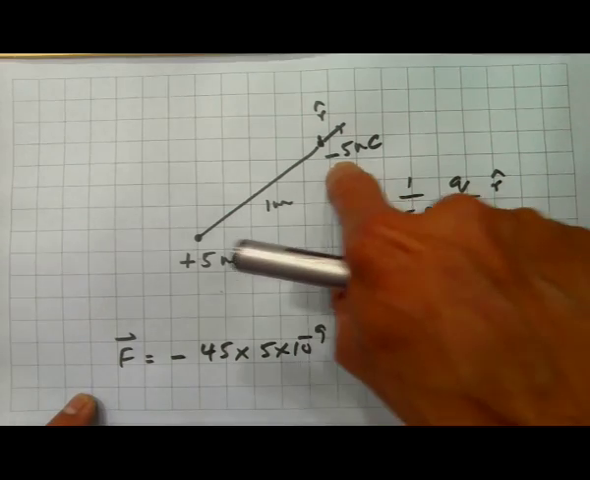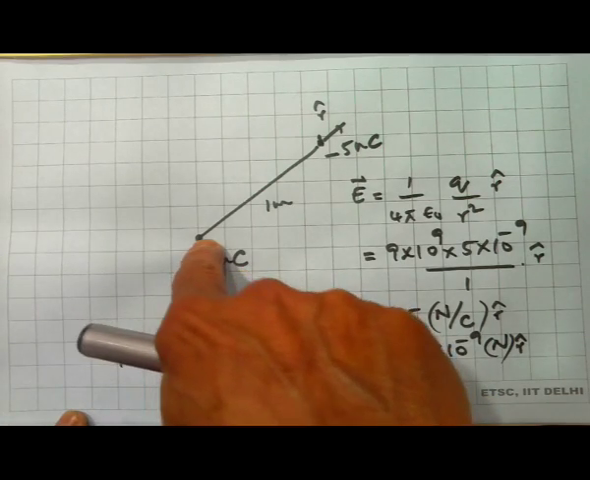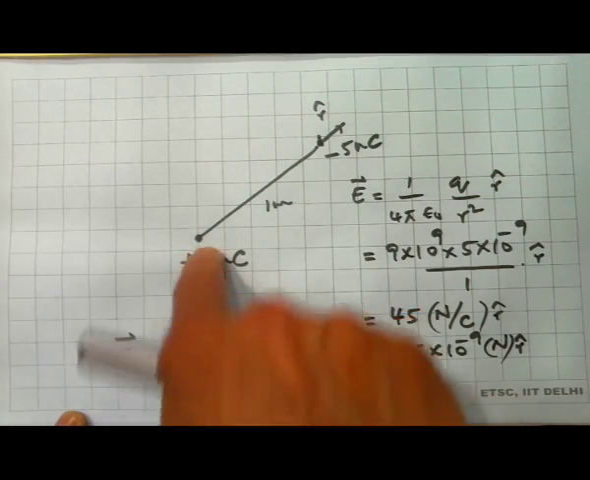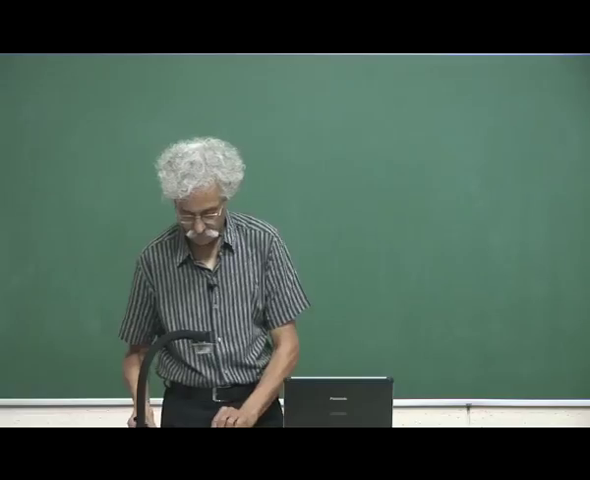Calculate the electric field produced by minus 5 nanocoulombs in free space. What is the electric field at this point, and calculate the force on the plus 5 nanocoulomb, and check whether Newton's third law is valid or not.